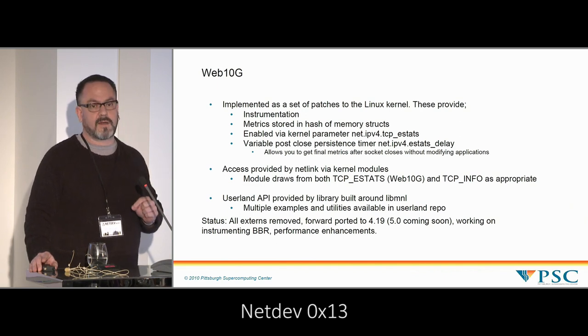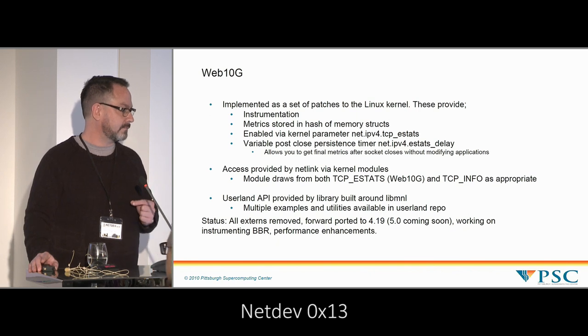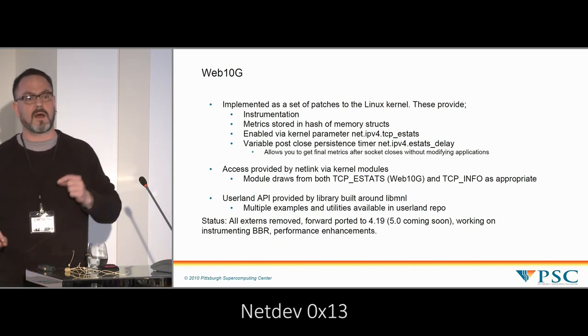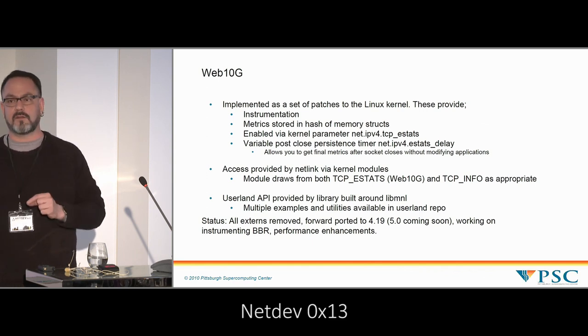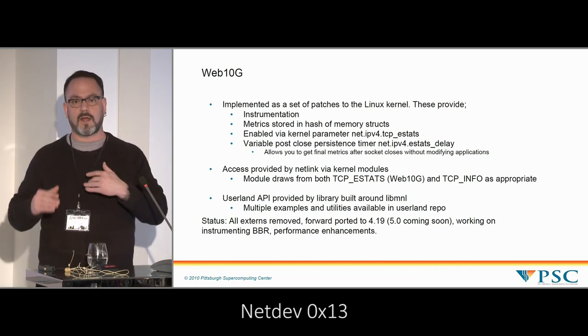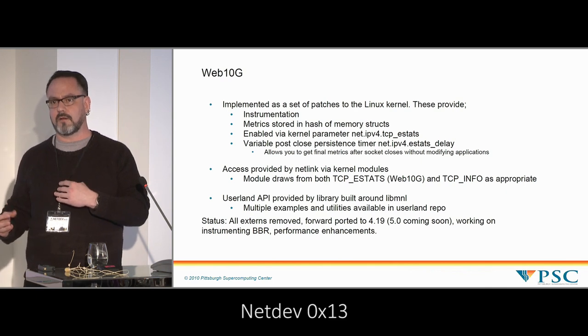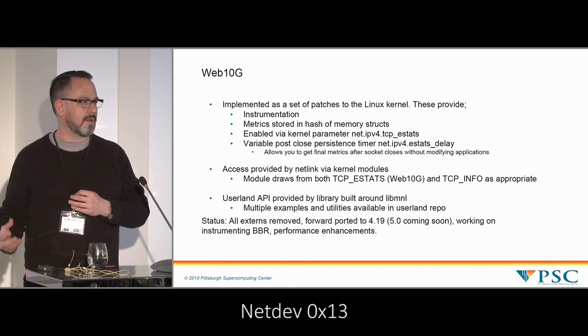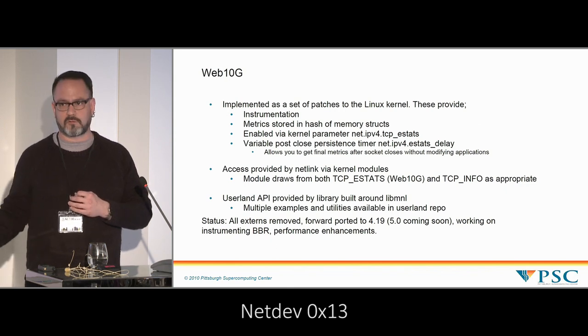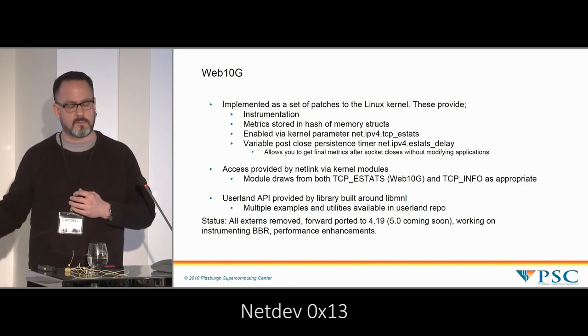The access is provided via netlink, via a dynamically loadable kernel module. The module draws both from TCP estats and TCP info as appropriate. We're not doubling up the number of instruments in there. If TCP info has something that's important that we're calling in RFC 4898, then we just grab it from there as opposed to doubling up.